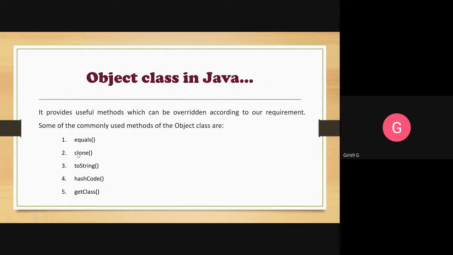Next we have one more thing called clone. What is that? Suppose you want to copy one object to another object, or you want to create a replica of one object. Then you can go for this clone method, the clone object method.